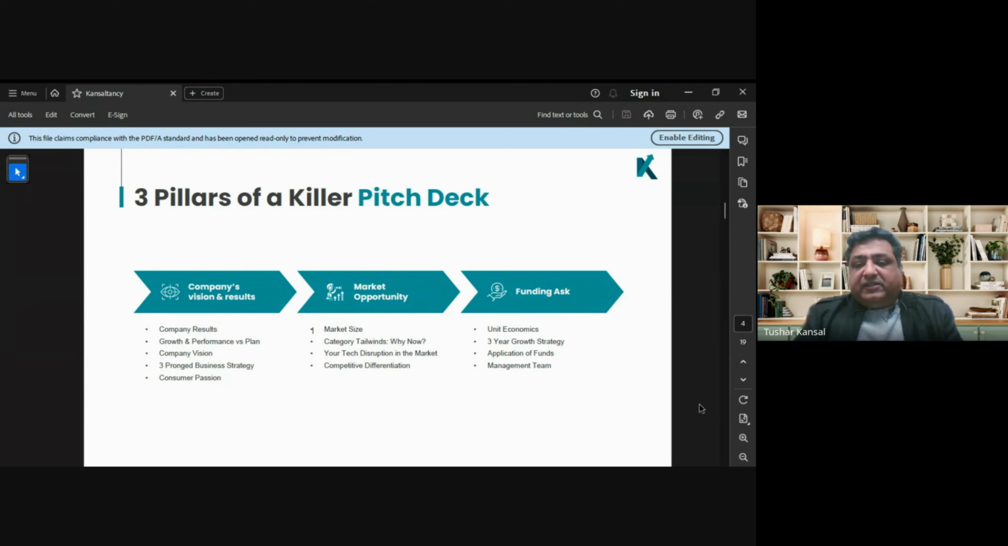And third is the funding ask, which is one of the pillars, which means how much money you want from the investor, and how you will use that money to get the results which you are promising to the investor. Unit economics is a part of it, which means that you will not sell your product or service at a loss. You will sell it to make a profit. Those cash flows will come into the company, they will go into growth, and the investor's valuation will also benefit.